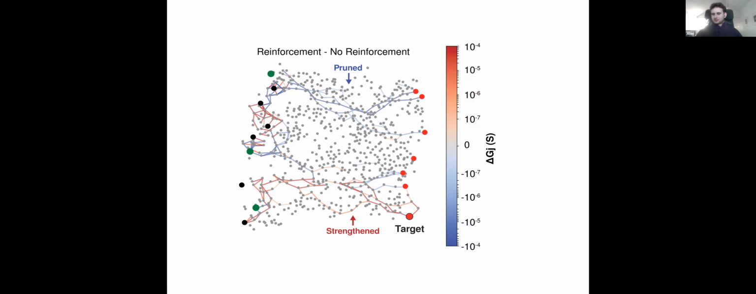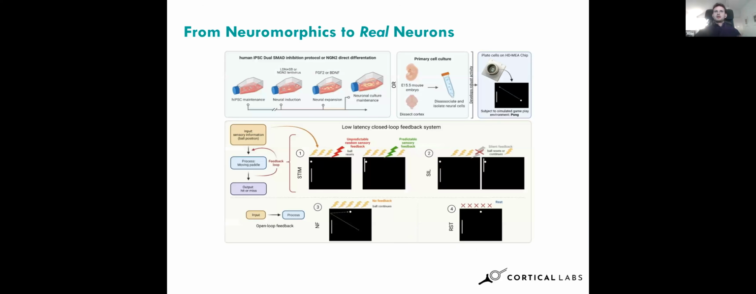So that's quite a lot of information. How does this even link into what I'm doing now? So that was my PhD. Right now, I'm working on real neurons at Cortical Labs. And neuromorphics are really cool, especially neuromorphic nanowire networks. They try and replicate the brain. They try and replicate, well, on a much smaller scale, neurons and synapses.